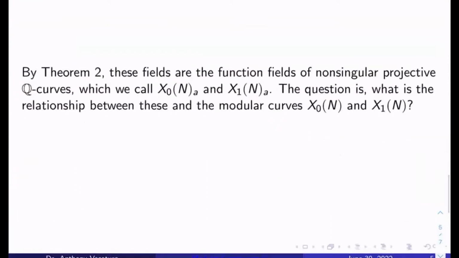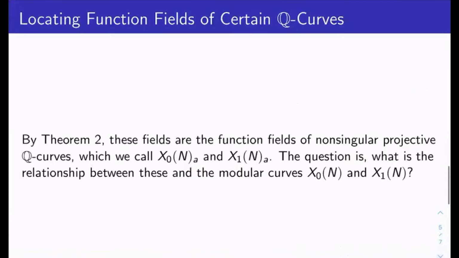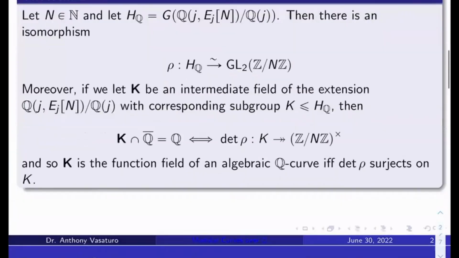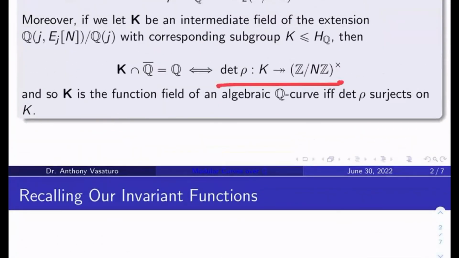By theorem 2, these fields must be the function fields of non-singular projective curves over Q. Let's call those curves X_0(n)_a and X_1(n)_a for algebraic. So again, let's go back to theorem 2. I've got this surjection of det rho on my subgroup corresponding to the field extension of the Galois group H_Q. And so I know that my bold K_0 and bold K_1 are function fields of algebraic Q curves by this theorem.